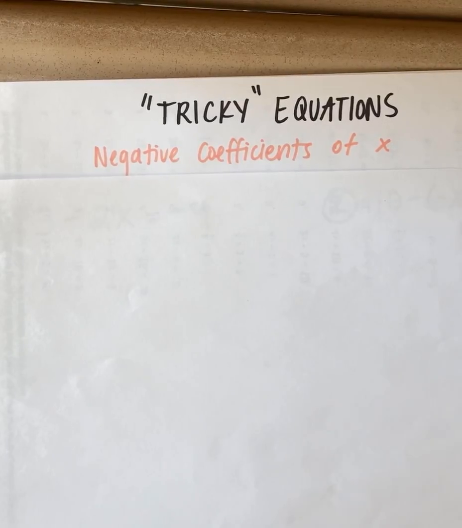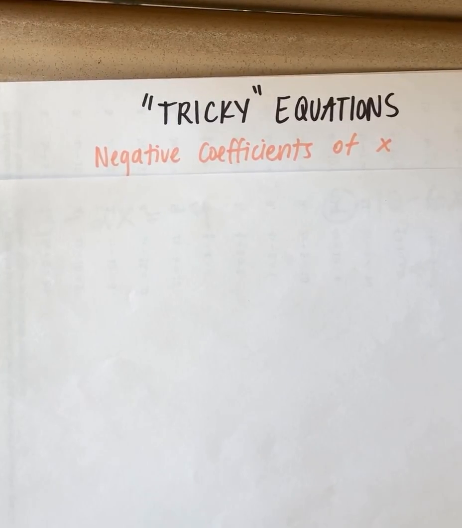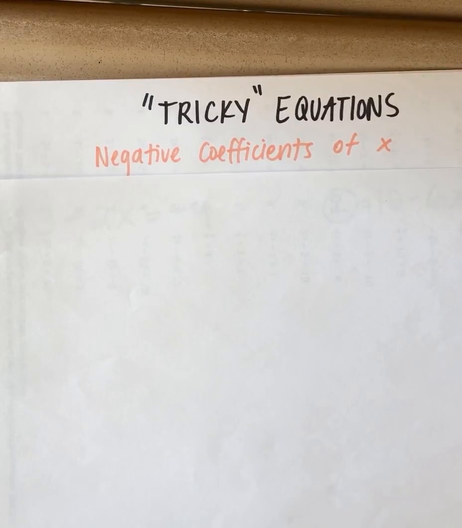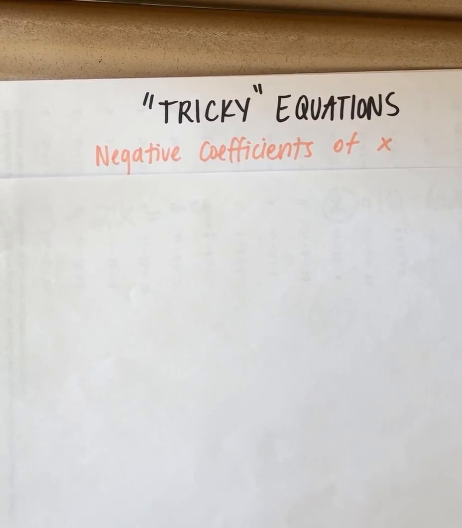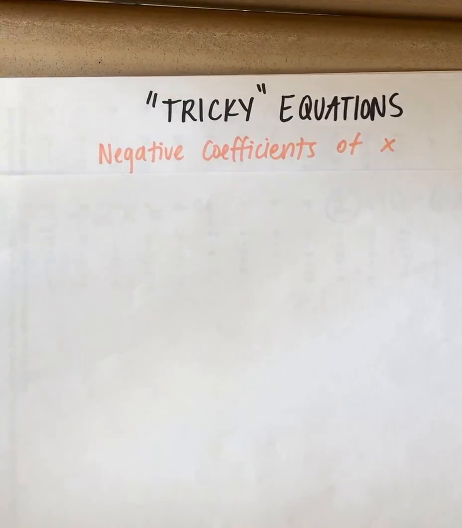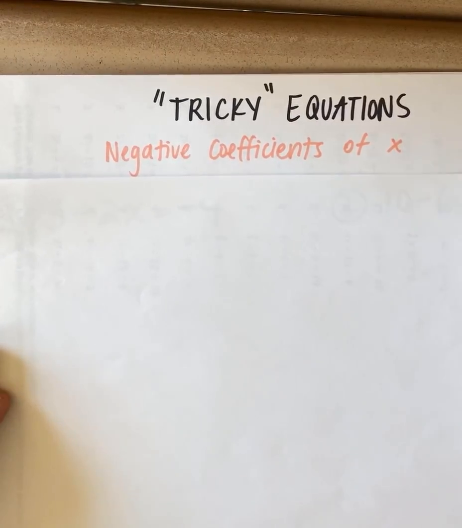Hi everyone. Today we're going to start talking about some tricky equations. There are a couple different types we'll look at. But the first is equations that have more negative signs going in there. Really, that we have a negative coefficient of x, a negative number in front of that x. Sometimes it's right in your face and sometimes it's a little bit hidden. So we're going to look at a few ways to avoid being tricked by these equations.